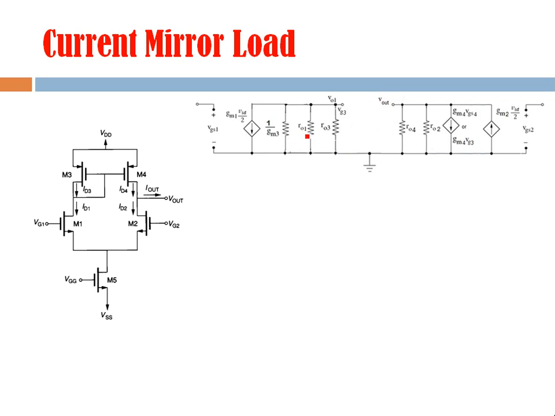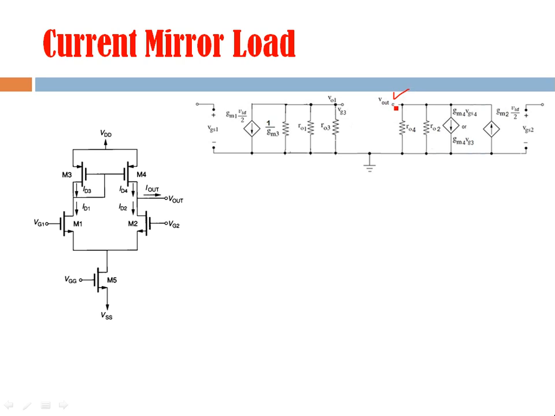So here there are 3 resistive components and 1 current source, but here there are 2 components and 2 different current sources there. And you know, this output in this case of current mirror load is a single-ended output. So we need to solve it for this node, because this is our output.